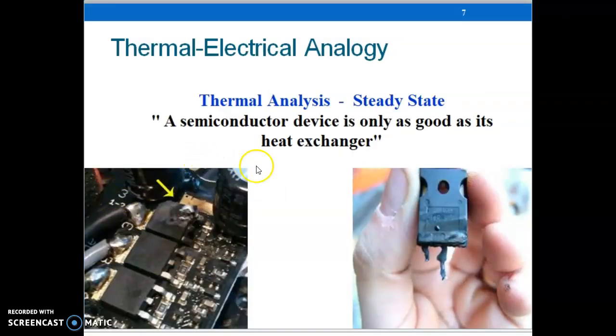So it's always quoted that a semiconductor device is only as good as its heat exchanger. Why? Because if you use the transistor without a heat sink, you have to degrade or reduce the current capability of that transistor for the usage without heat sink. But if you have a good heat exchanger, you can use the device up to the maximum value that the device is stated to operate.